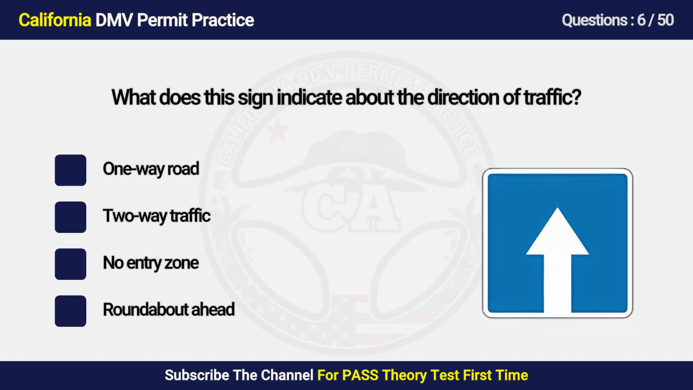Question 6. What does this sign indicate about the direction of traffic? A. One-way road. B. Two-way traffic. C. No entry zone. D. Roundabout ahead.